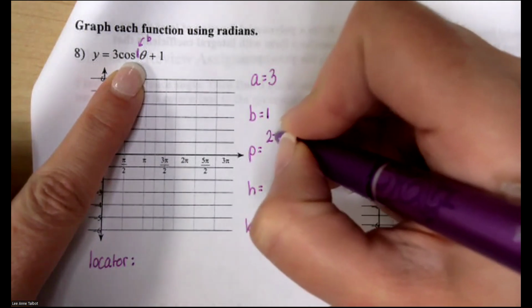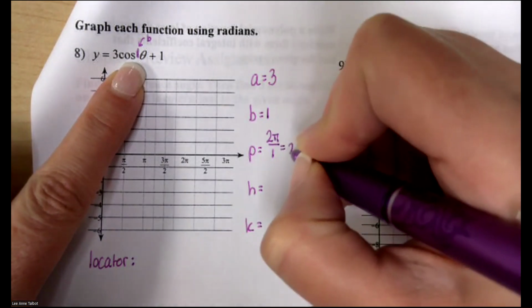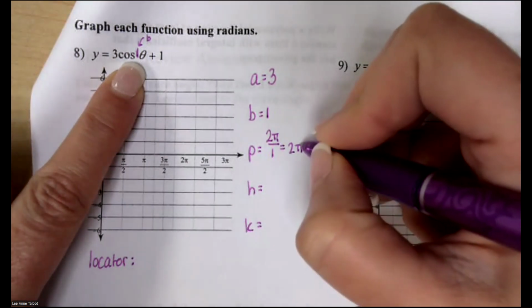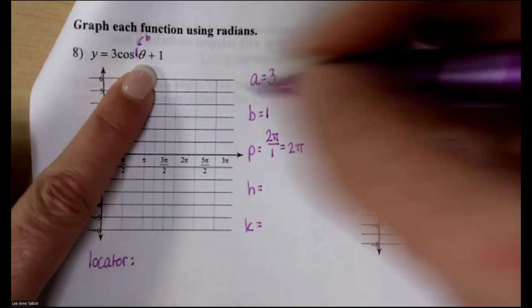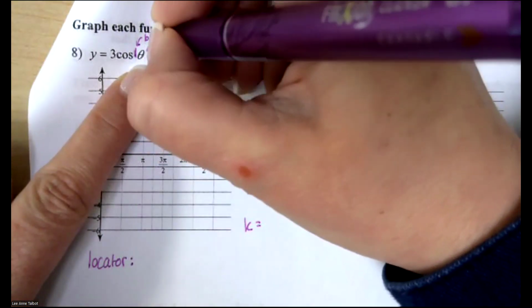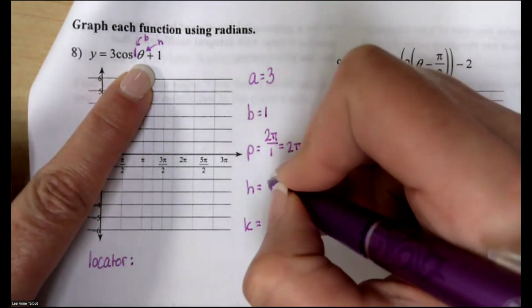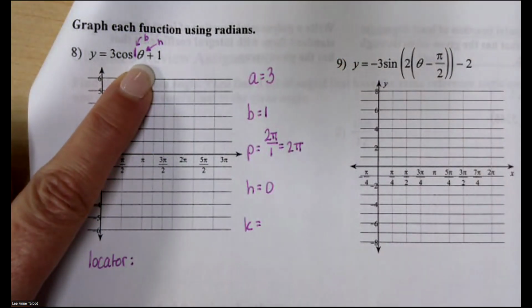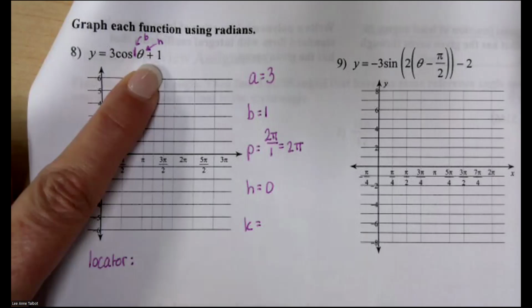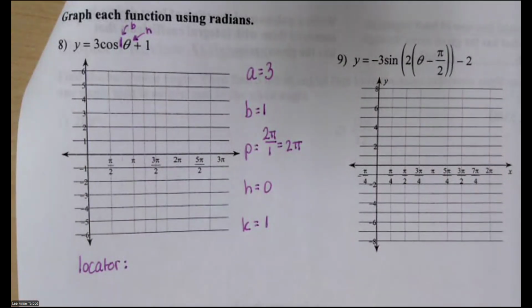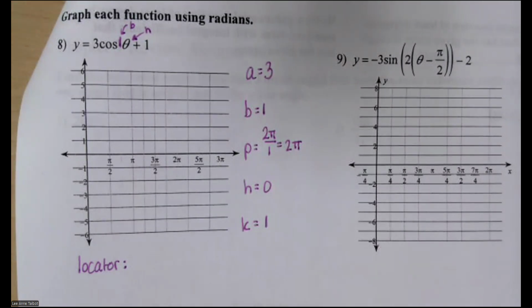Period is 2 pi over 1, which is 2 pi. H would be right there in parentheses after the theta, but there's nothing there. So it's 0. K is 1. Any questions about those things so far?